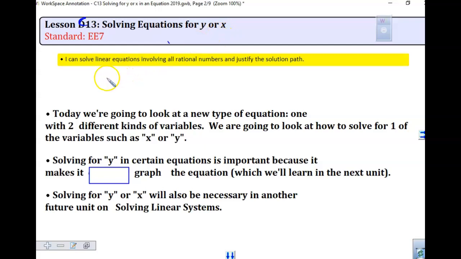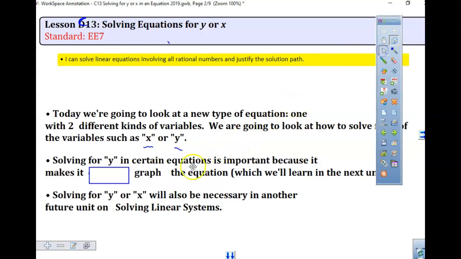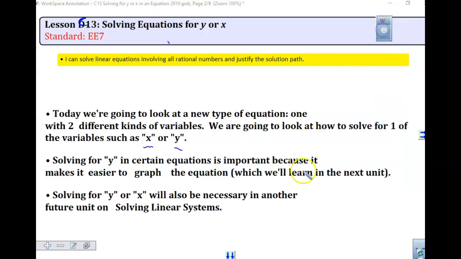So our standard is that I can solve linear equations involving all rational numbers and justify. Today we're going to go back to the two types of equations. One has two different kinds of variables, and we are going to look to solve for one of our variables, such as x or y. Solving for y makes the equation easier to graph. These equations are said to be in slope-intercept form, which we'll be learning in our next unit.